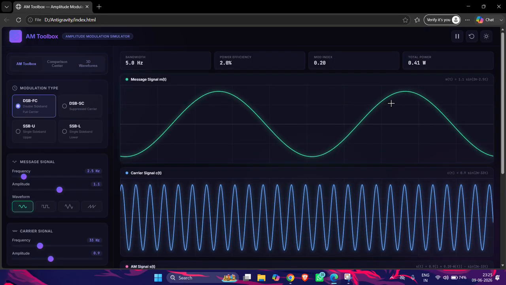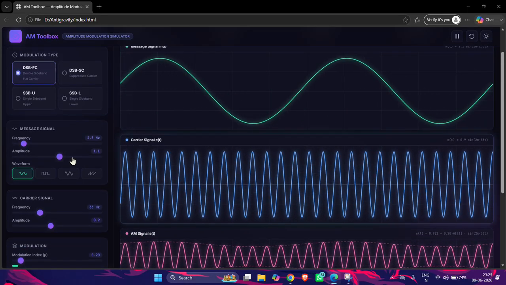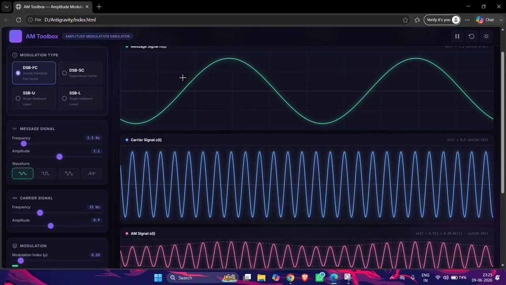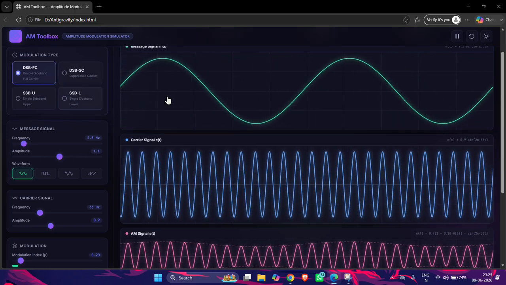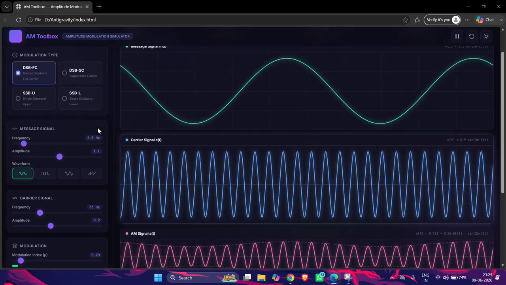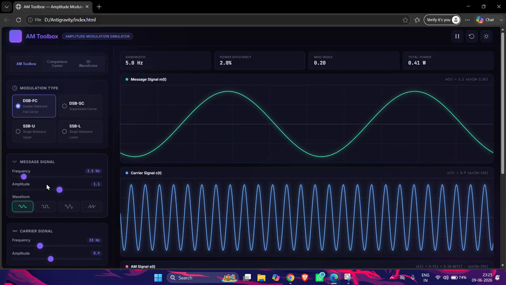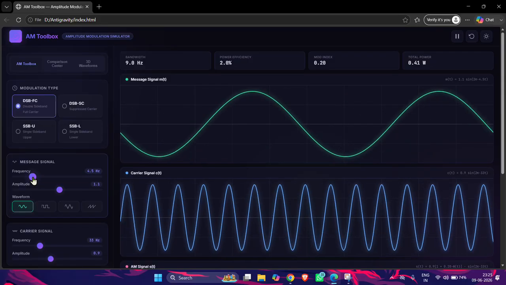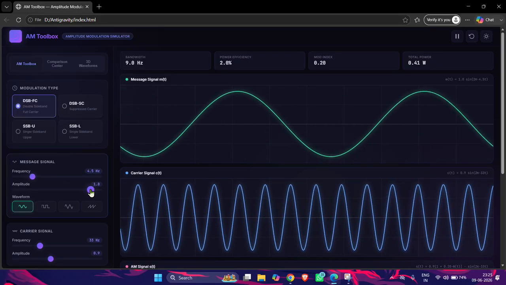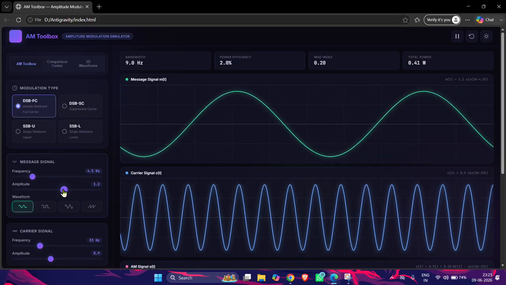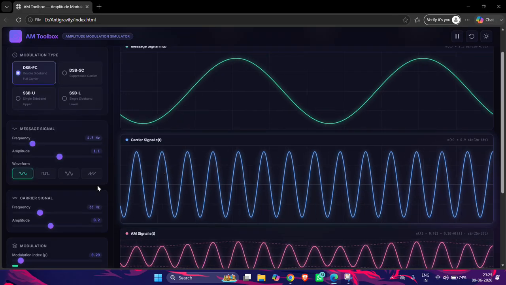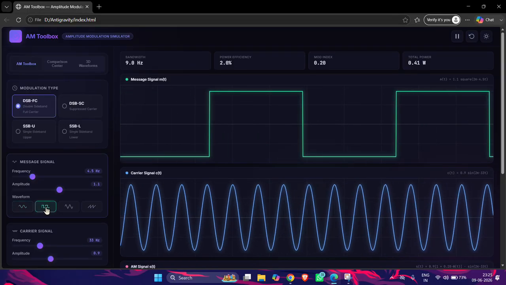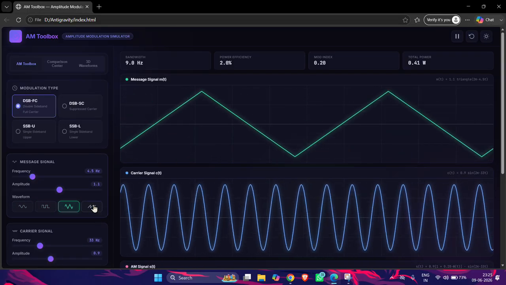So the amplitude modulation toolbox includes message signal and carrier signal. As we all know, there are many such modulation types. Right now we are working with the double sideband full carrier signals. So this is the message signal, and in this message signal we can change the frequency of the message signal as well as the amplitude based on what the user wants. And not only sine waves, the person can want square waves, triangular waves, and sawtooth waves.